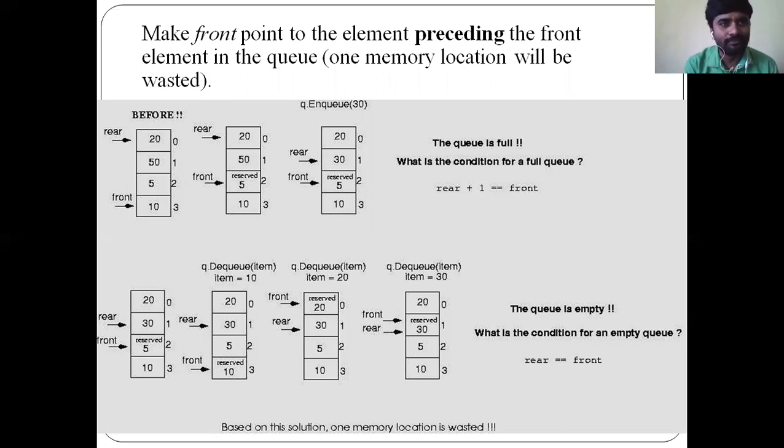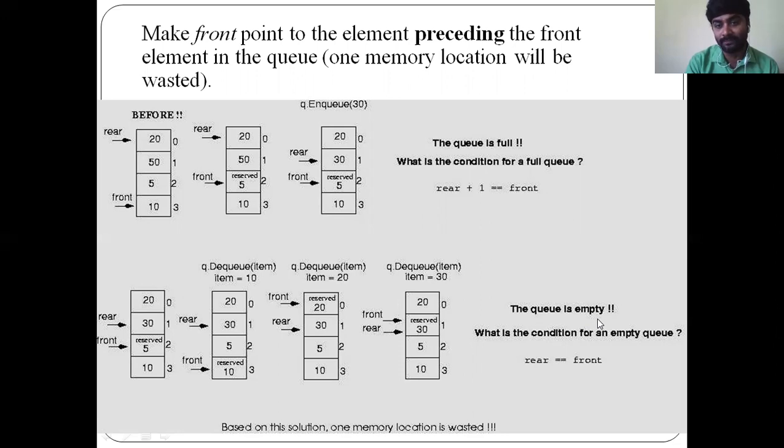For example, before, how does it look? Rear is at location zero, front is at location three, but now reserved from location 2 in front. So rear is zero. In this condition, 3, 30 and 5, the queue is full. What is the condition for a full queue? Rear plus 1 equals front. At the same time, dequeue also we are finding the same way based on the solution. One memory location is wasted.